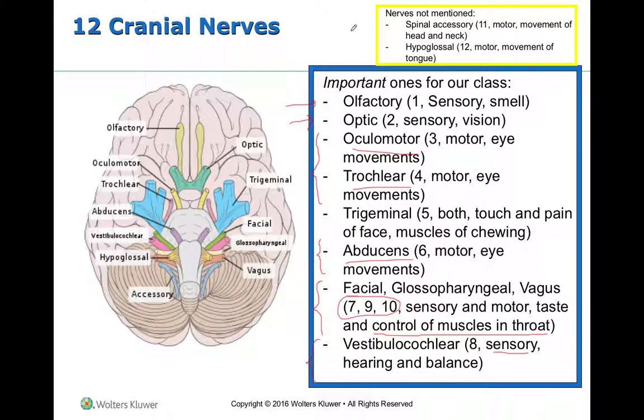But the nerves not mentioned that I'll still talk about are the spinal accessory, which is a motor nerve which conveys the movement of the head and neck, and the hypoglossal nerve, which conveys movement of the tongue.